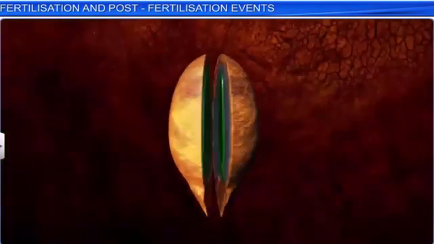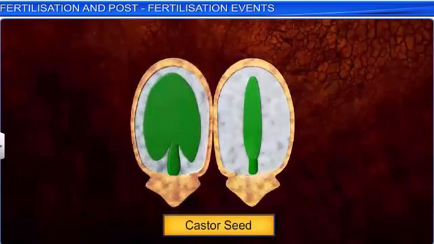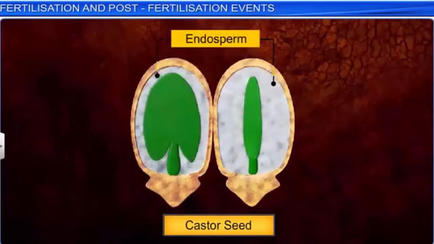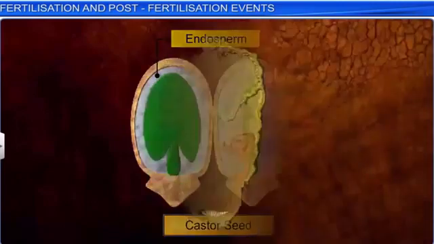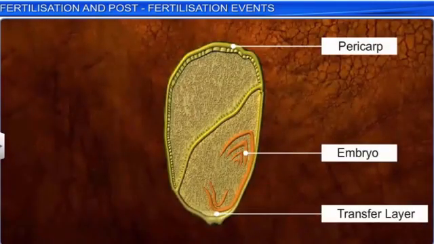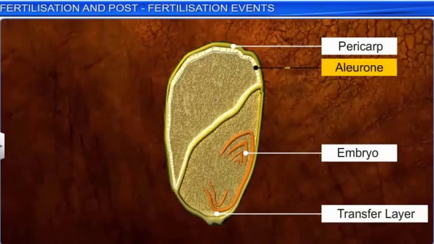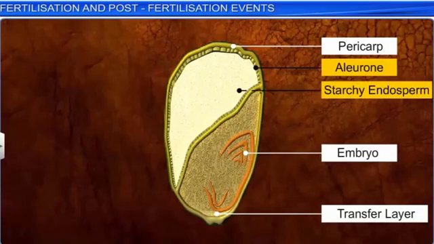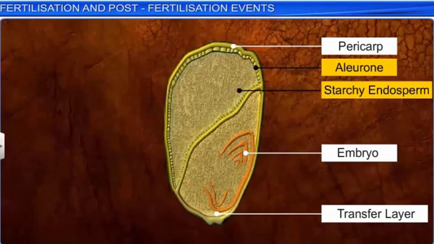However, in mature seeds of castor, we see that the endosperm is retained as a storage tissue. In the case of cereals, the aleurone layer, which forms a part of the endosperm, stores food as well as secretes amylase enzyme for the digestion of stored starch during germination of the seed.